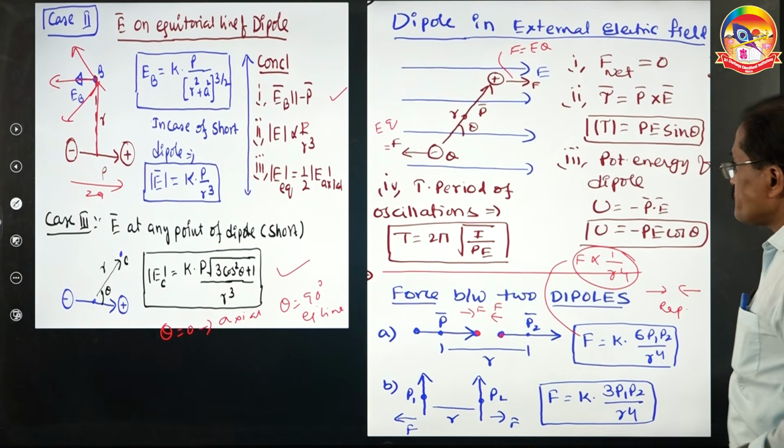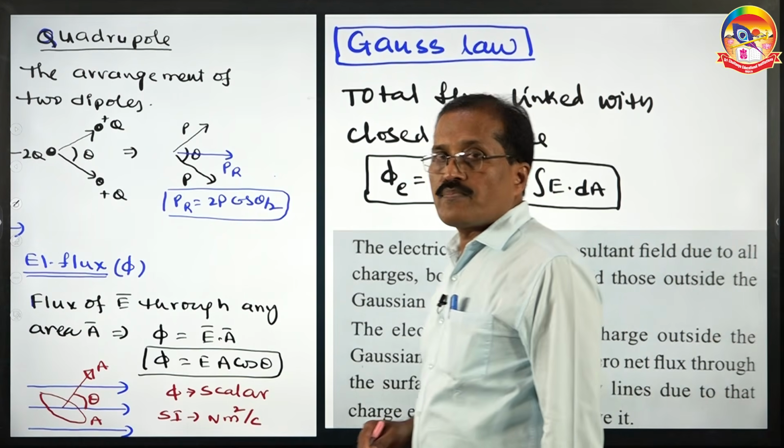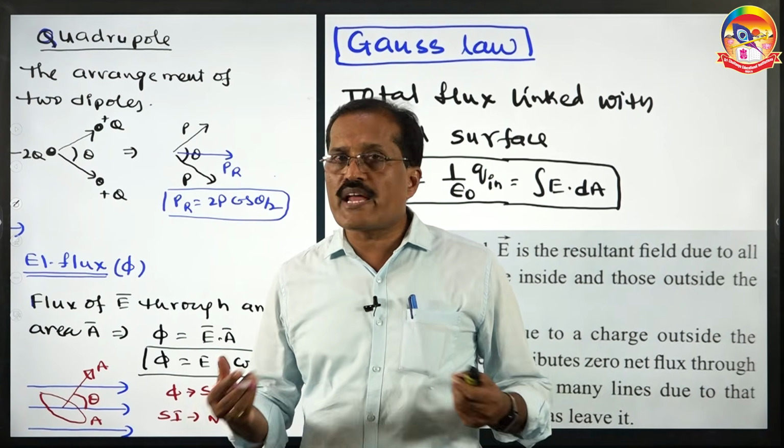Next, quadrupole. A quadrupole is a system of two or more dipoles.